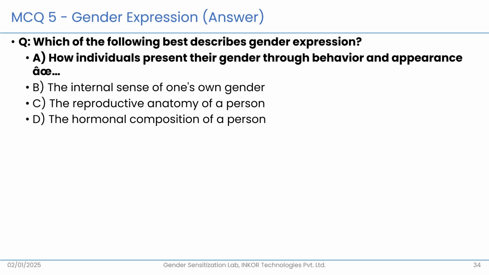The correct answer is A. How individuals present their gender through behavior and appearance. Checkmark. Gender expression includes choices in clothing, hairstyles, and mannerisms, which may or may not align with societal expectations of masculinity or femininity.